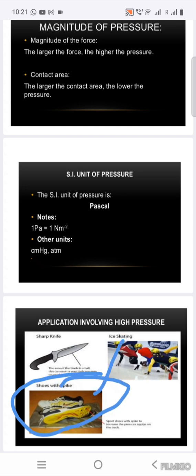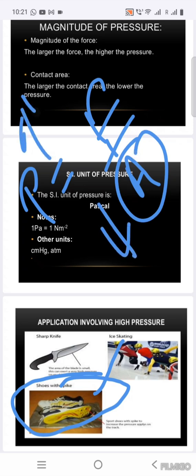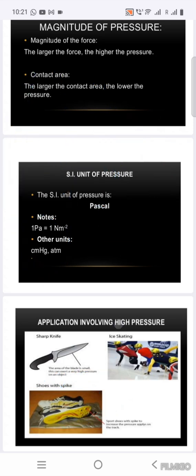As we can see, the shoes of footballers and cricketers have sharp spikes, and the area of the spikes is very small. That's why large pressure can be produced. The area is less and the value of the pressure will be large. So these spikes hold the ground very tightly, and it helps cricketers and footballers to run very easily without any slipping.